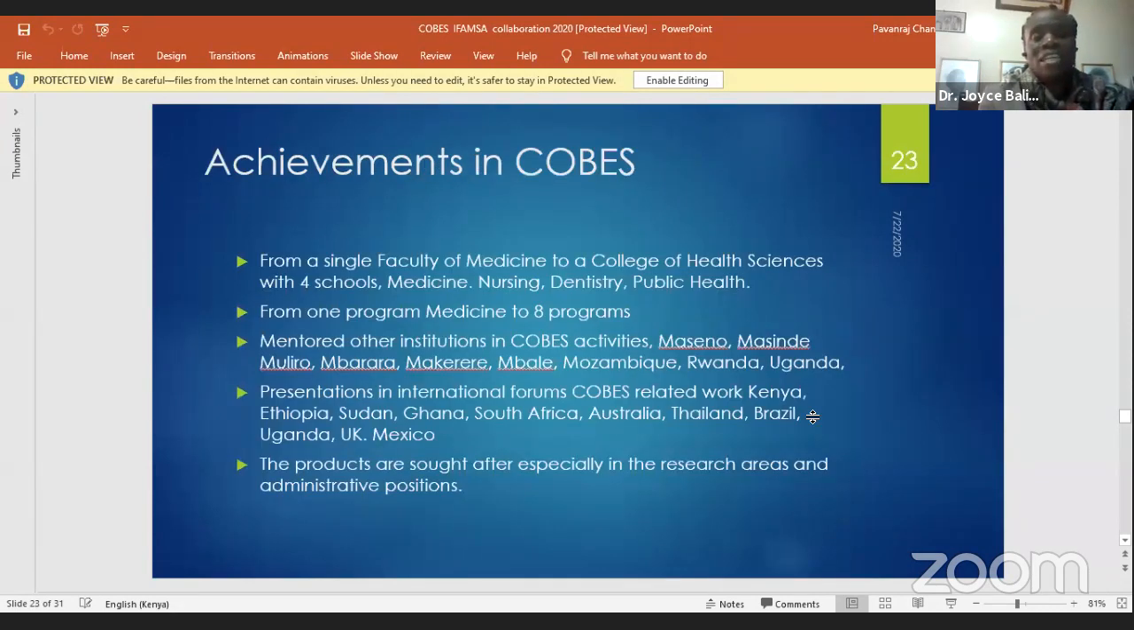What are the achievements? I think we've achieved a lot when it comes to training researchers. We now have eight programs. We have also done a number of mentoring to other institutions in the region. We have attended a number of international conferences, all as a way of exhibiting those research skills which we have mentioned are necessary. And of course, I'm proud to say that our products are sought after, especially in the research areas and administrative positions.